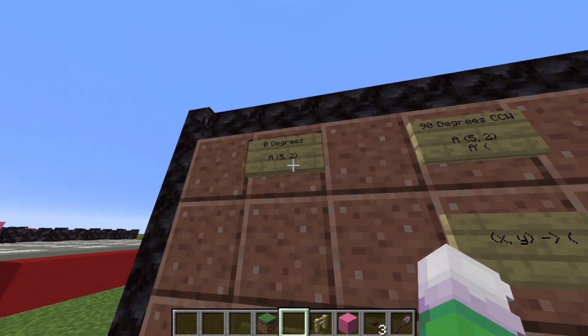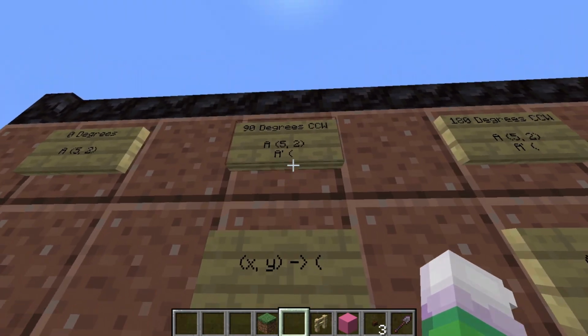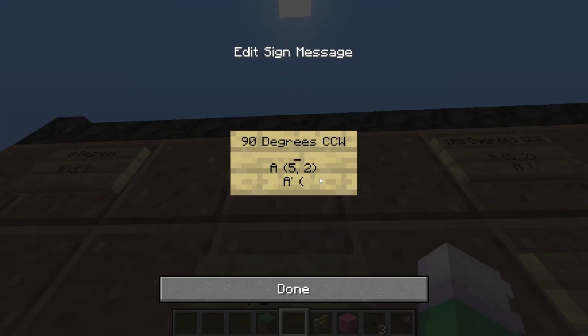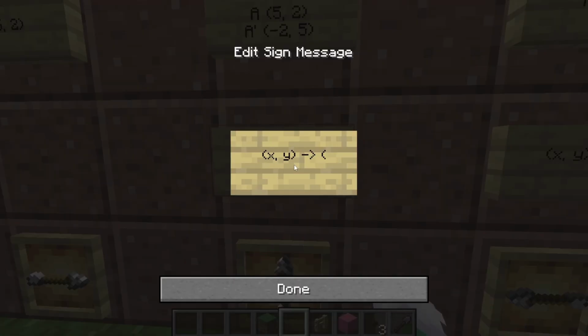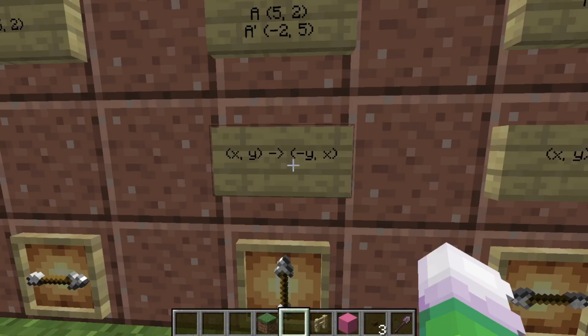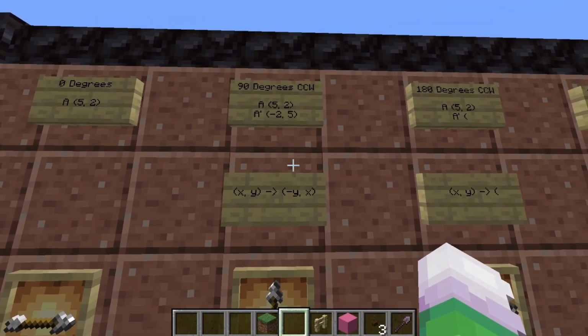So, at 0 degrees, we're at 5, 2. Now we're at -2, 5. So what happened? My Y changes signs and they switch places. X stays the same. Y changes sign and they switch places. So that would be -y, x for our rule. -y, x, that'd be a 90-degree rotation.